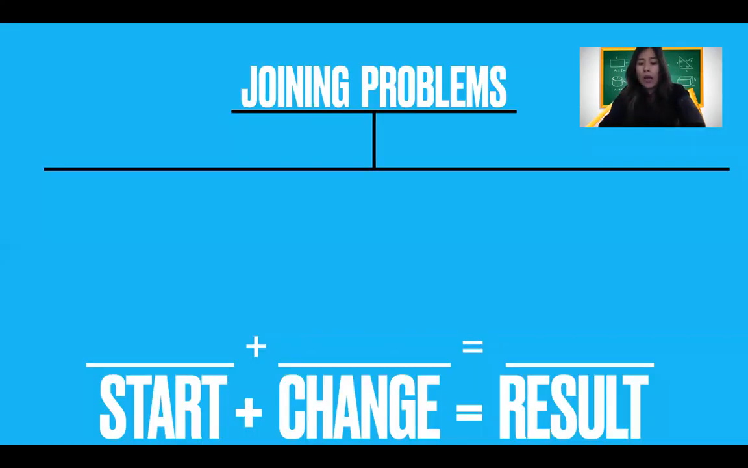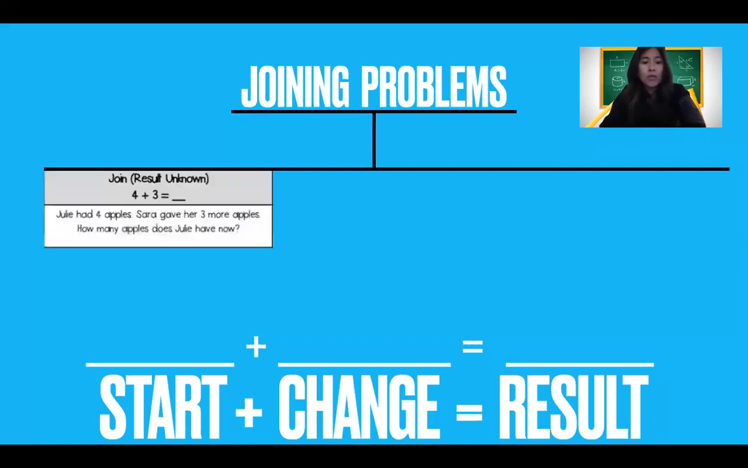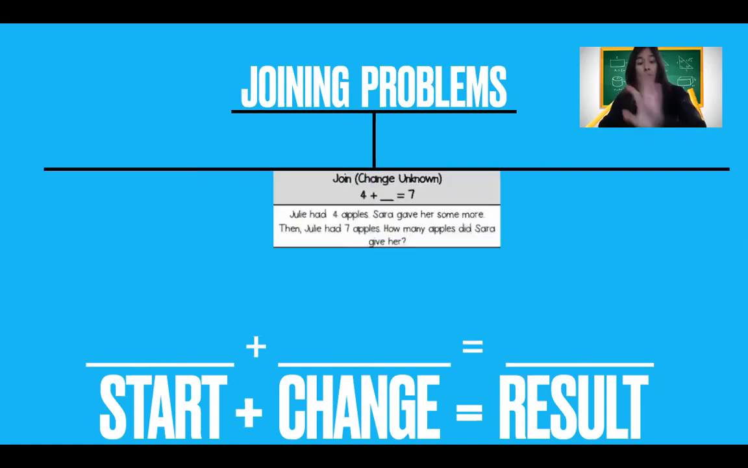So in the case of the result unknown, as I mentioned, they give you the start, they give you the change, and our job is to find the result. In a change unknown problem, the word problem gives you the start. It does not give you the change. It'll say something like, well, then he bought some, or they gave him some, or he found some, or she found some, but it doesn't give you a value, right? A quantity. And it gives you the result. So our job in these change unknown problems is to find what is the change.